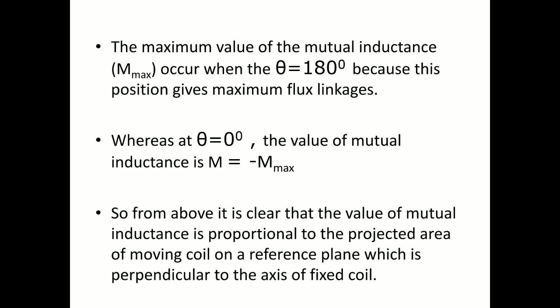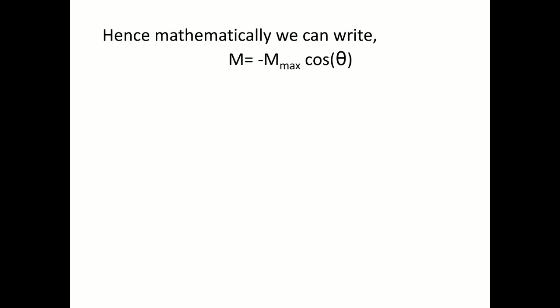So from these two conditions we can conclude that the value of mutual inductance between the moving coil and fixed coil is proportional to the projected area of the moving coil on a reference plane which is perpendicular to the axis of the fixed coil. And suppose you are interested in writing the mathematical expression to calculate M using these two concepts, we can write M is nothing but minus M max into cos of theta, where M max indicates the maximum possible value of mutual inductance between the moving coil and fixed coil, and theta indicates the angle of the moving coil with respect to the plane of reference. Remember one thing, here the plane of reference is perpendicular to the axis of the fixed coil.